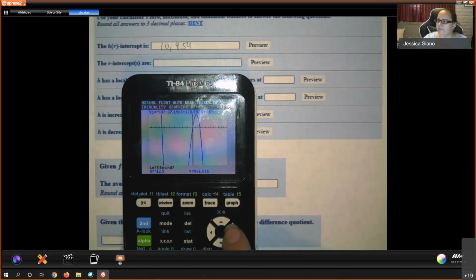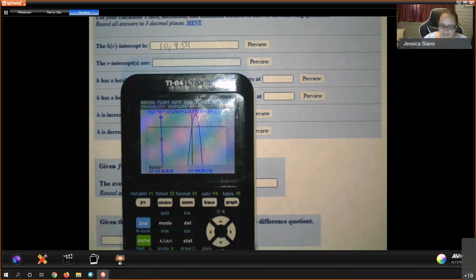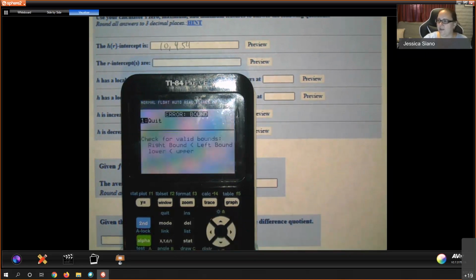Where'd my cursor go? There we go. Okay, so you want it to be, see how it says left bound? So you want the cursor to be anywhere to the left of that intercept and then press enter. Then you want it to be anywhere to the right of that intercept and then you press enter again. And then guess just lets you try to get close to it, but guess is stupid, so just press enter.